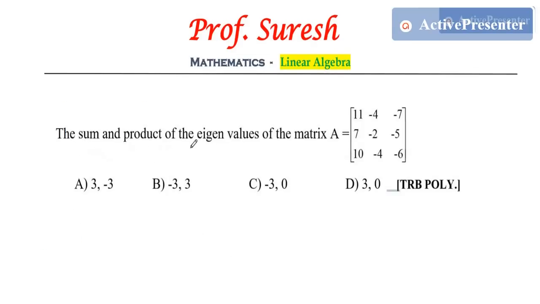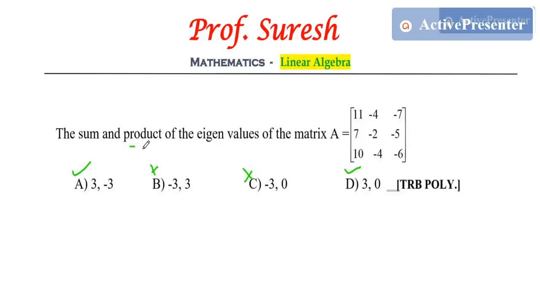The sum and product of the eigenvalues of the matrix A, which is 11, minus 4, minus 7; 7, minus 2, minus 5; 10, minus 4, minus 6. These are all given as options for the sum and the product of the eigenvalues. The sum of the eigenvalues is nothing but the sum of the diagonal entries. So 11 minus 2 minus 6, so 11 minus 8, 3. Maybe this may be correct, or here also we have 3. We have to find the single correct answer. These two are incorrect, we can eliminate.